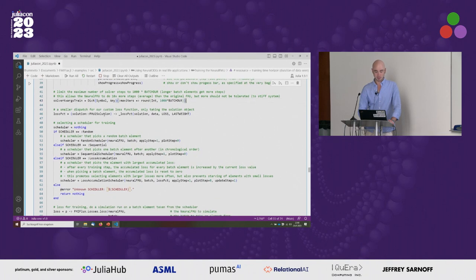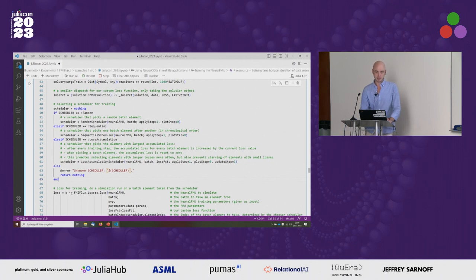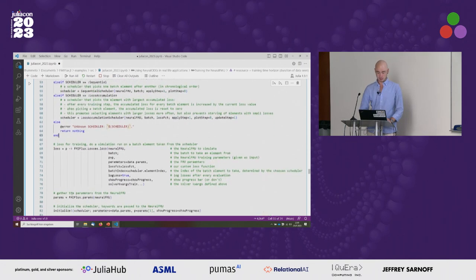The loss function is only dispatched into a smaller argument footprint, so we want to call it just on a solution and want to fill data loss and last weight automatically. These lines allocate the scheduler we want to use. So we have the random scheduler pre-implemented, the sequential scheduler pre-implemented, and the loss accumulation scheduler pre-implemented. But this is not that important at this point.